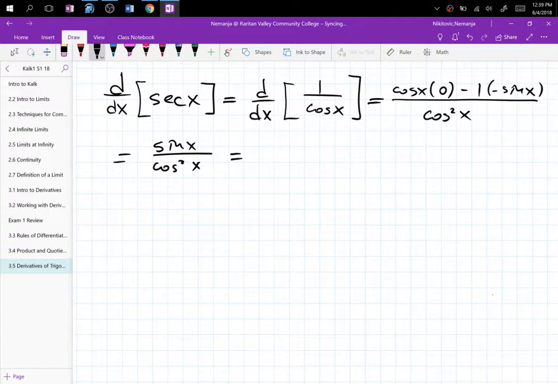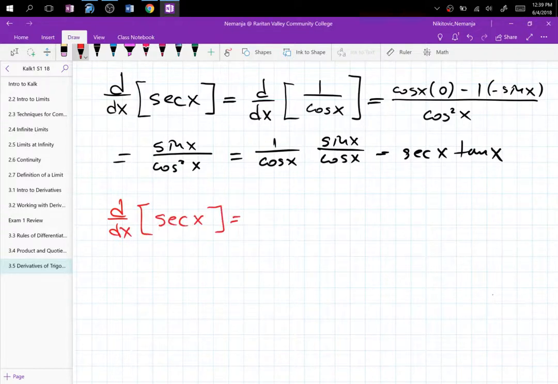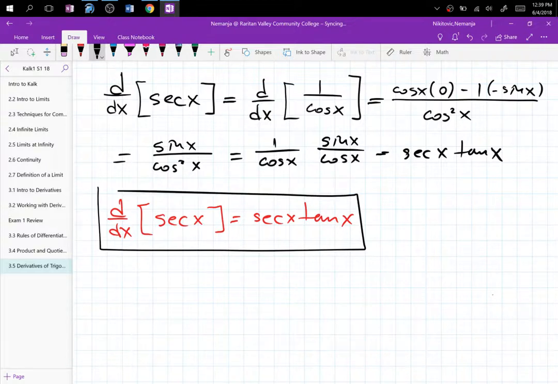What I'm going to do is split this into 1 over cosine x times sine x over cosine x. 1 over cosine is secant x, and sine over cosine is tangent x. So what we learned from this calculation is that the derivative of secant x is secant x tangent x. So if you know sine and cosine formulas, you will be able to compute the other 4.